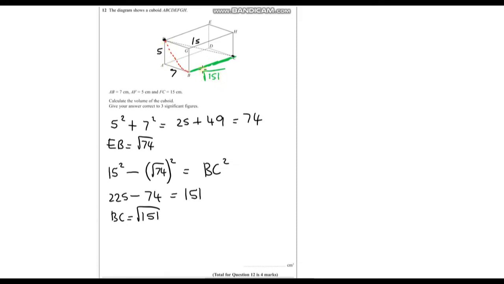And now we've got all 3 side lengths. We can calculate the volume. So the volume is we're just going to multiply all of those 3 lengths together. So it's going to be 5 multiplied by 7 multiplied by the square root of 151. And when I put that into a calculator, I get 430.09. Now it says to give your answer correct to 3 significant figures. So our answer is going to be 430. Now technically this is only 2 significant figures, so we can just include the decimal point there, just to show that 0 is definitely significant.